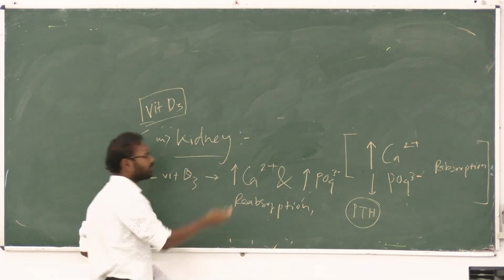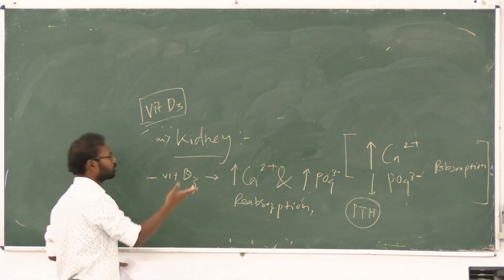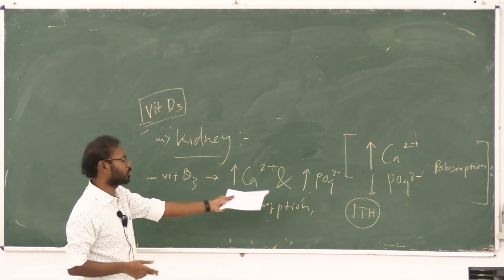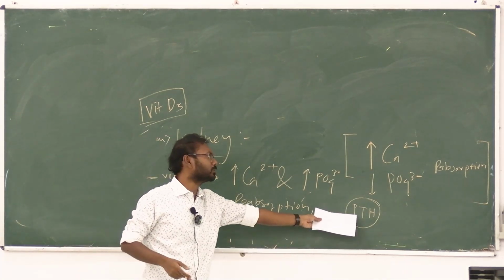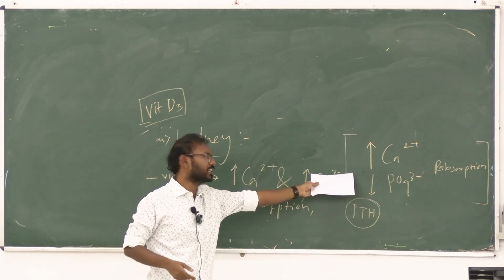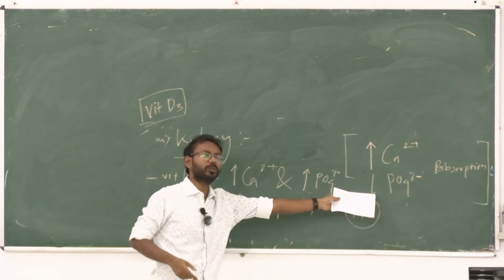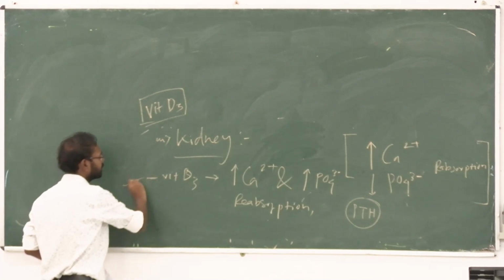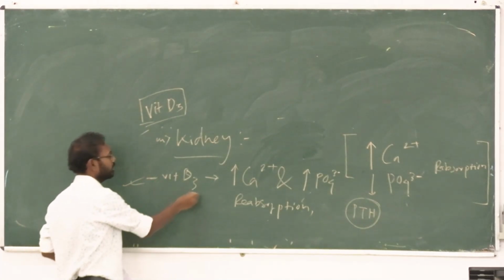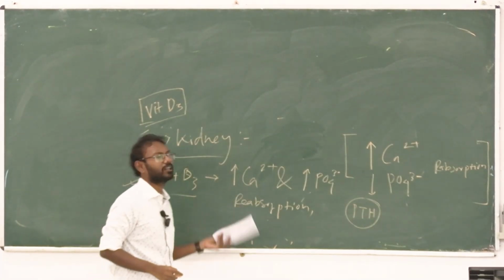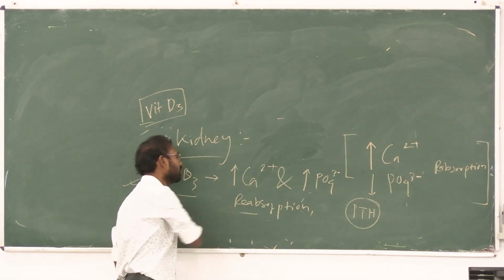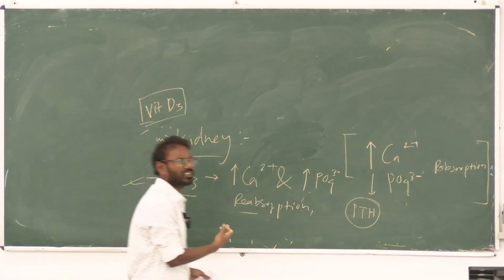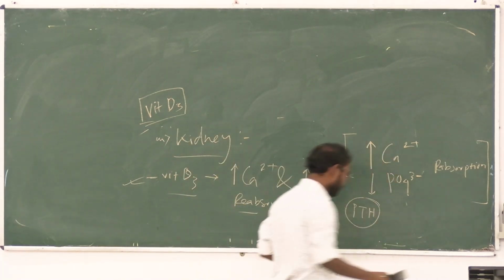So difference from PTH, okay, difference from PTH is what? PTH was responsible for increasing calcium and decreasing phosphate. So it was partial to calcium. But this is not partial. Vitamin D3 is very much fair. That's why it increases both calcium and phosphate reabsorption in kidney. Okay, in distal tubules. Okay, this is the function of vitamin D in kidney.